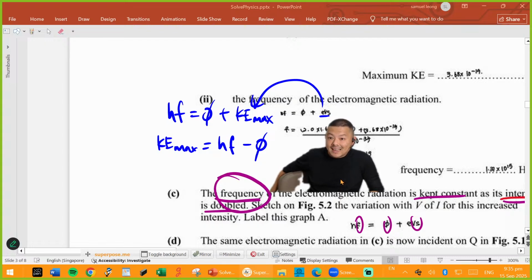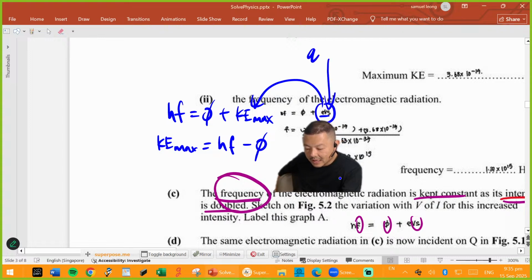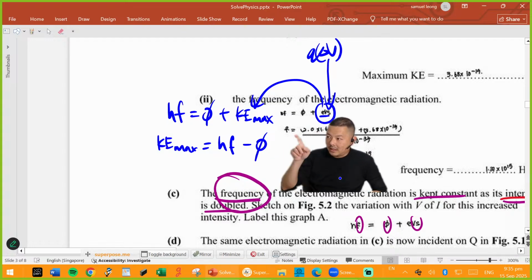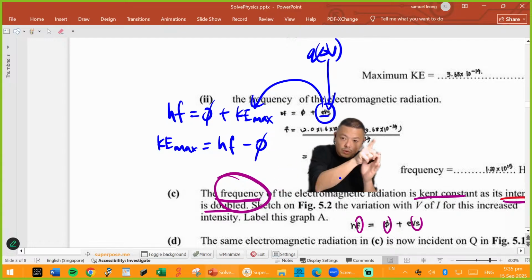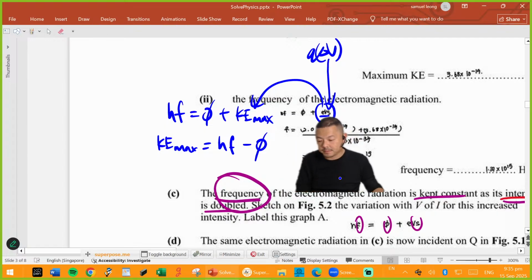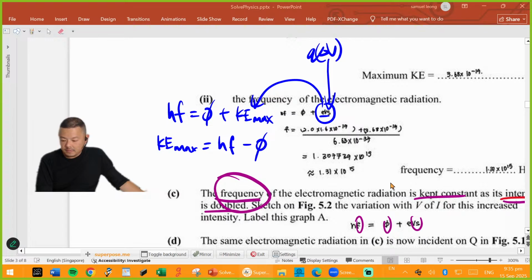Yeah, exactly. Do you know this EVS? Where does it come from? Yeah, Q delta V. That's right. Exactly. It's a work done. Work done when the electron moves to the negative plate, it gains EPE.